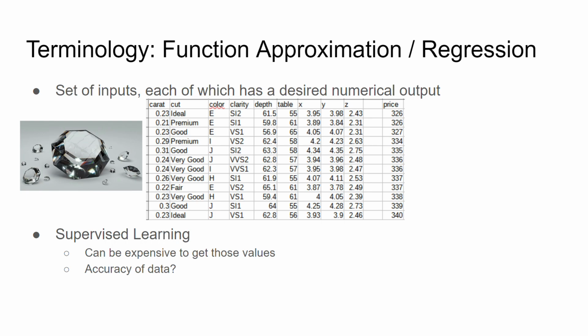Again, it's an example of supervised learning. We have the same problems. It can be expensive to get these sorts of values. If we want this system to work well, we've somehow got to gather all of this data, which again is also going to have these accuracy problems. But standard situations.